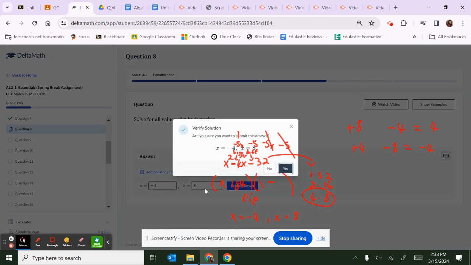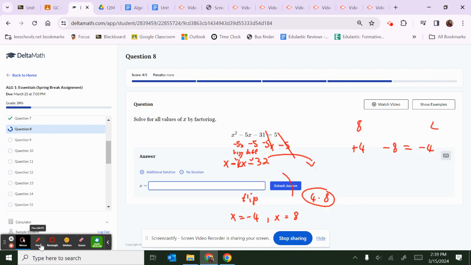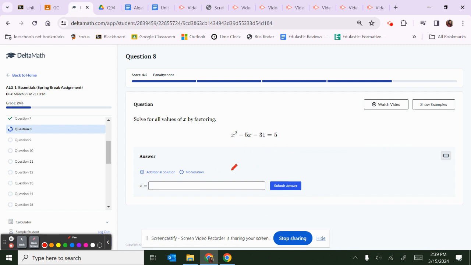All right, so let's do one more problem, guys. So again, first thing, make sure everything's on the same side. So subtract 5, cancel. So we have x squared minus 5x. We are subtracting something from 31. We get negative 36, I mean.